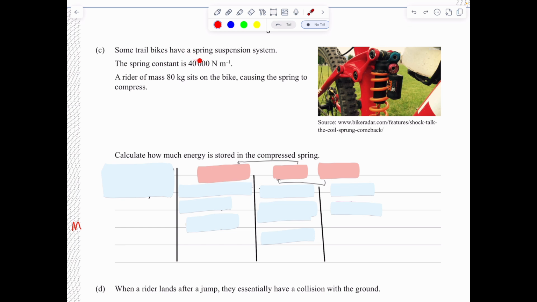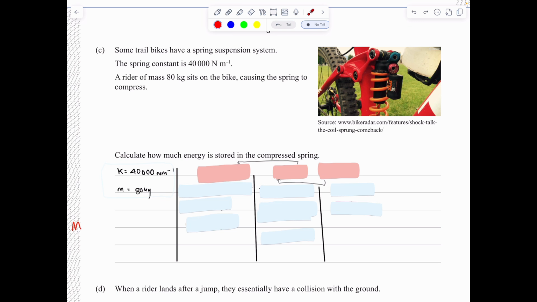Some trail bikes have a spring suspension system. The spring constant is 40,000 newtons per meter. A rider of a mass of 80 kgs sits on the bike, causing the spring to compress. Calculate how much energy is stored in the compressed spring. I like to always write what I've got. I've got the spring constant, which is K, and I've got the mass, which is 80 kgs. I have to calculate the energy stored in the compressed spring.